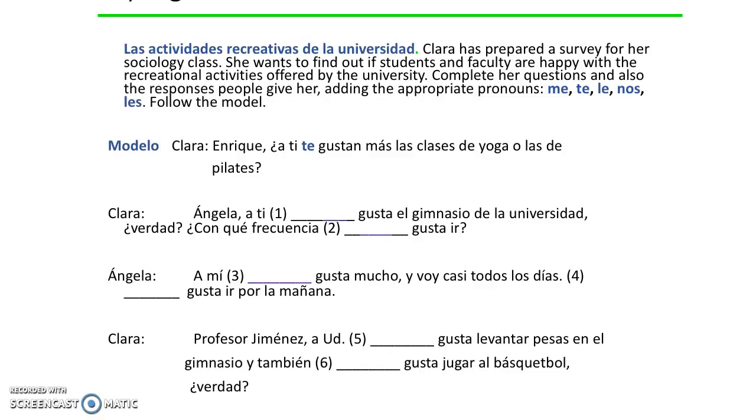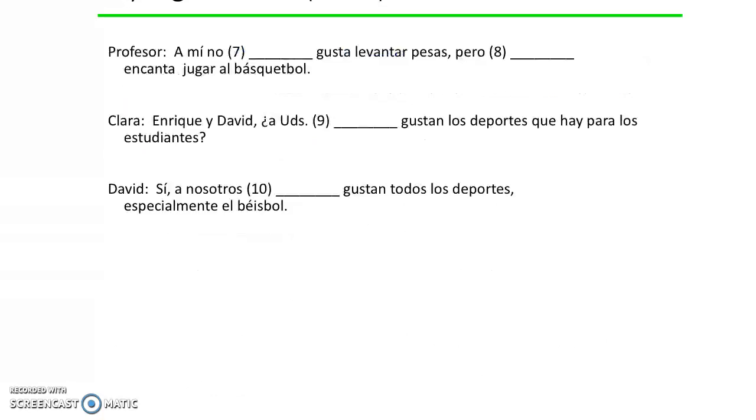So here you go. Okay, so clase número uno, it's going to be te because of a ti. And then número dos is also going to be te. Okay. Número tres, me, because of a mí. Cuatro, me as well. Número cinco, le, because of a usted. Número seis, le as well. Okay, so here's the second page. Pause this and go ahead and fill in me, te, le, nos, or les.